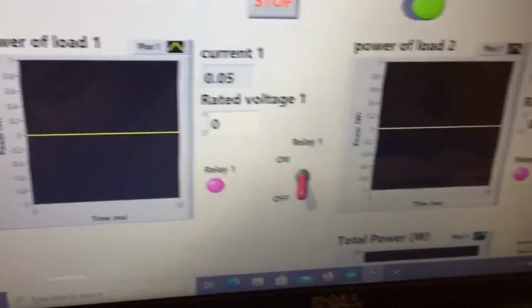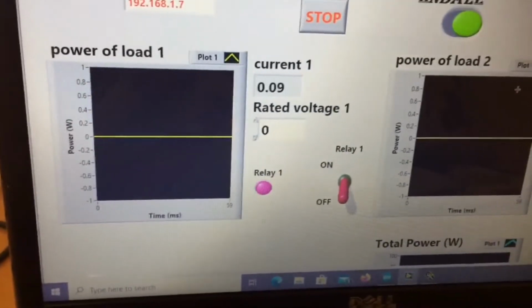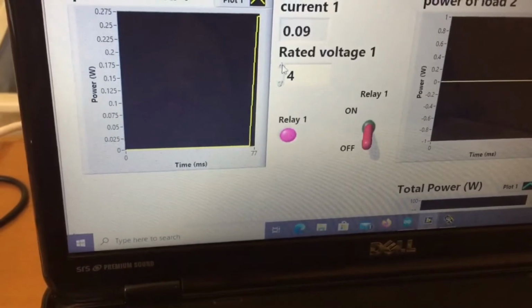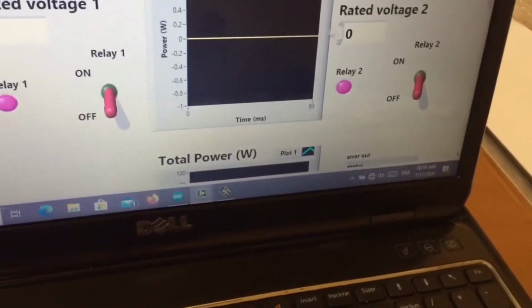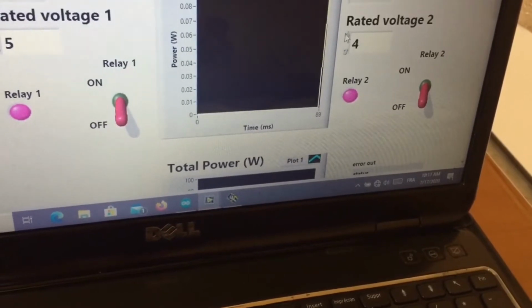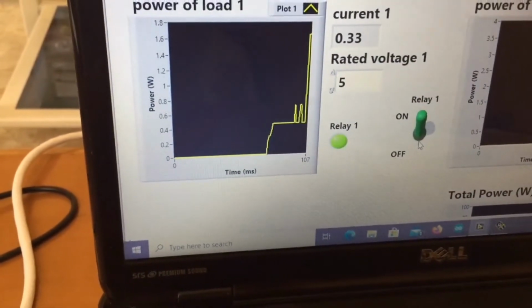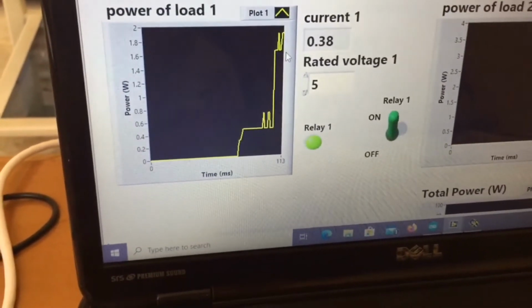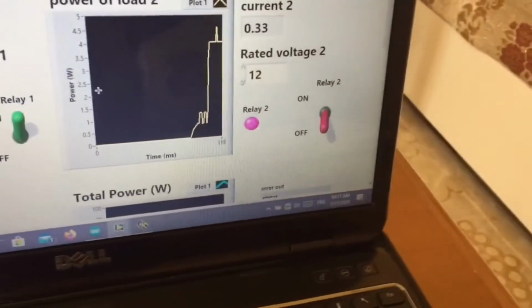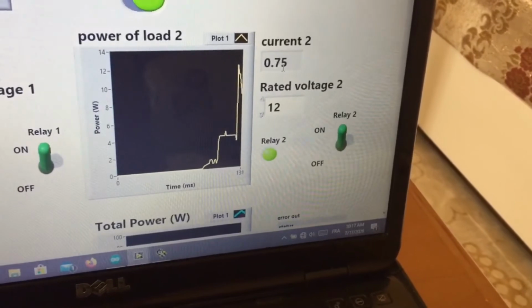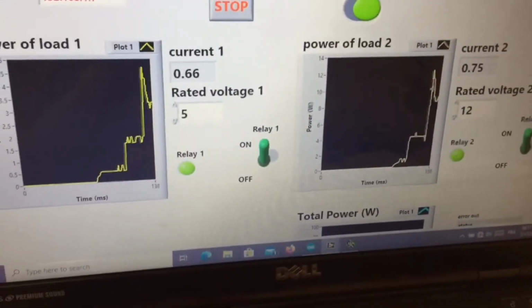You can see now the current is, this is the load 1. The rated voltage of the load 1 is 5 volts. We make it 5 volts, and the rated voltage here is 12. We make it 12 volts. Now we turn on the relay number 1. You can see now the current is up, and the power also. Here also, we turn it on. Relay number 2, you can see the current here, and the power here.